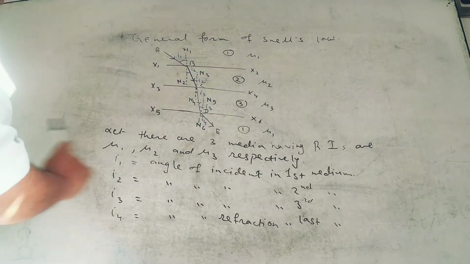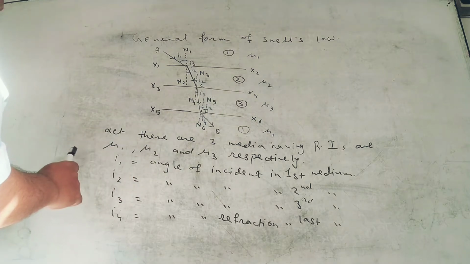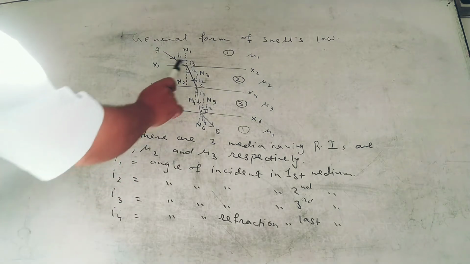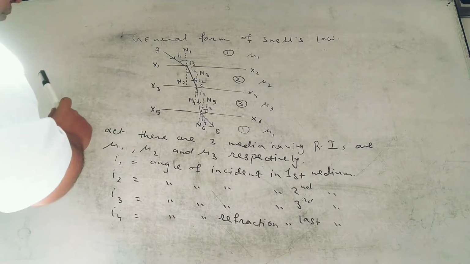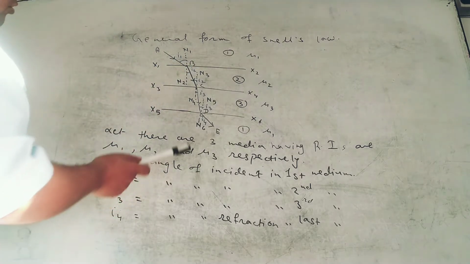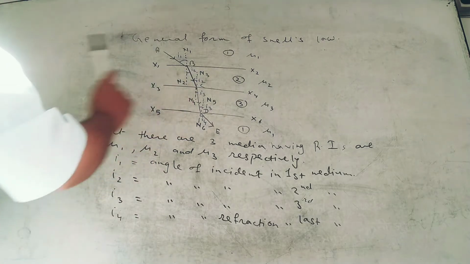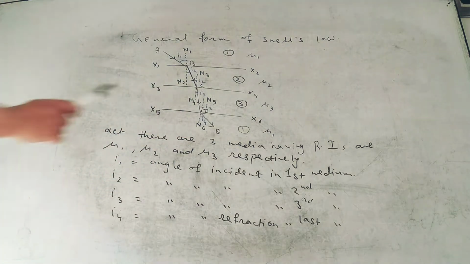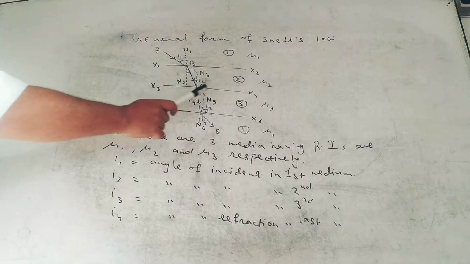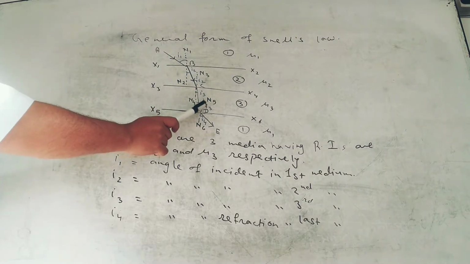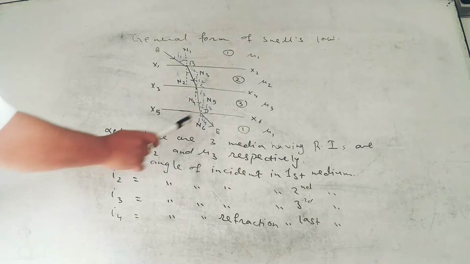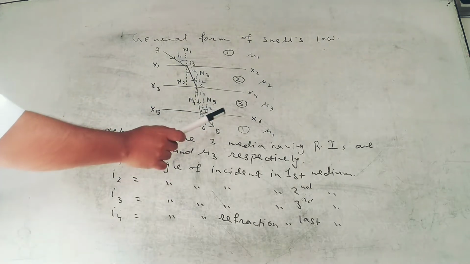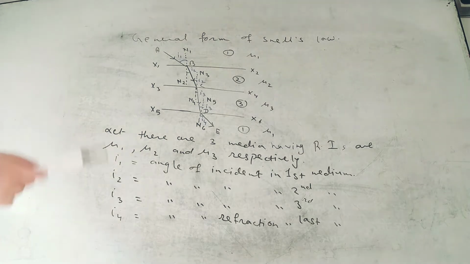Here I1 is the angle of incidence in the first medium, I2 is the angle of refraction in the second medium. It is also the angle of incidence in the second medium. I3 is the angle of refraction in the third medium. Also I3 is the angle of incidence in the third medium. I4 is the emergent angle, that is the angle of refraction in the last medium.